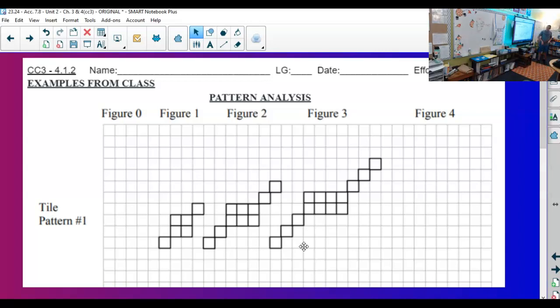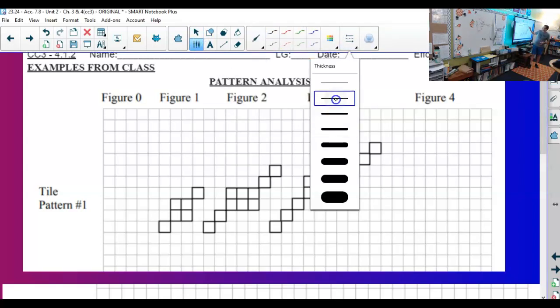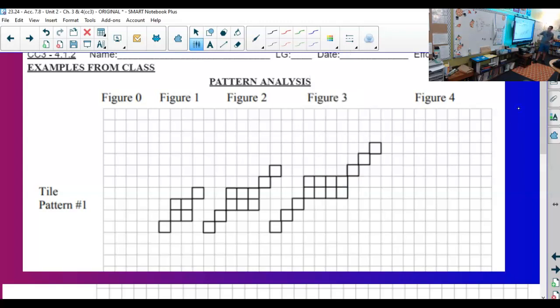Charlie, can you talk me through how to draw? I'll let you pick either figure 0 or figure 4 for tile pattern 1. Do you want me to come back to you then? Okay, I'll just put you a couple cards down. Vivian, you can pick figure 0 or 4. Help me out with pattern 1.